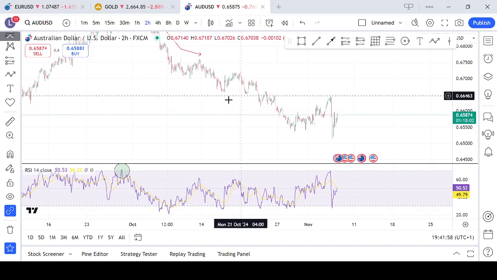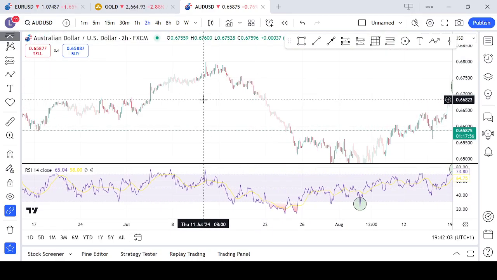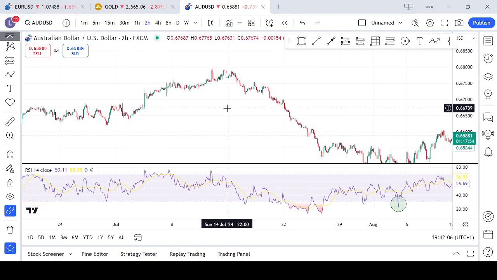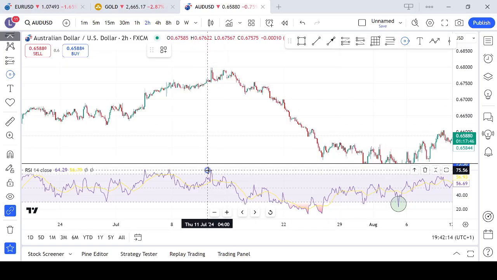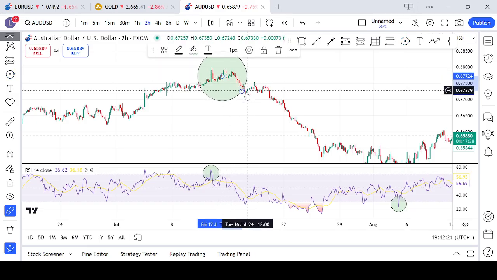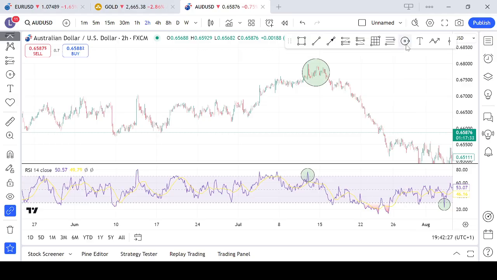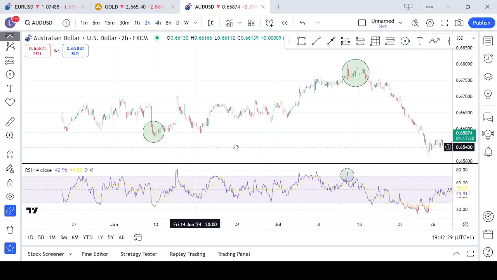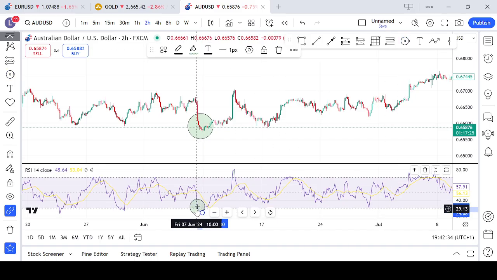And that is how you can use the traditionally classical readings of the RSI, which is above 70 overbought levels, and we should be looking for bearish opportunities, and below 30 oversold conditions, and we should be looking for bullish opportunities. So you can see that. That is how you can use the RSI to trade.